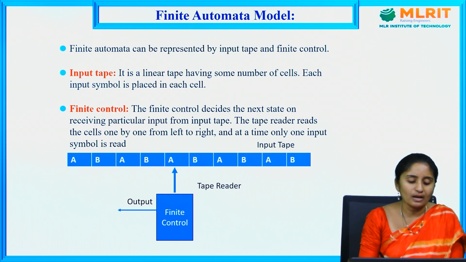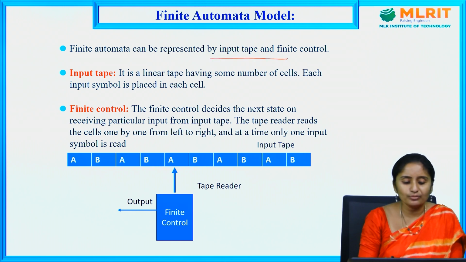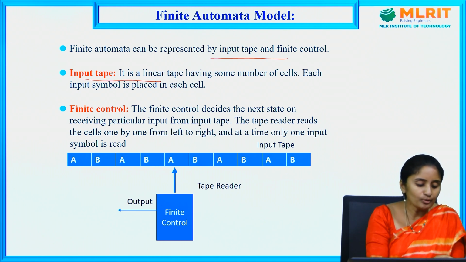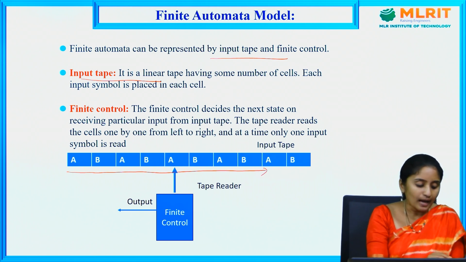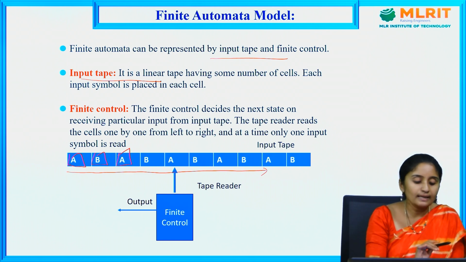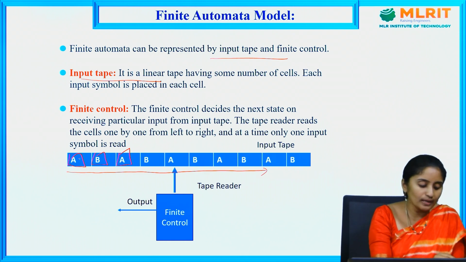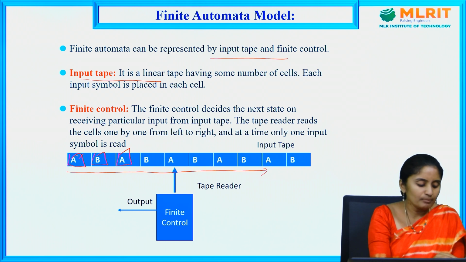The next one is the finite automata model. The finite automata model consists of two parts, input tape and finite control. The input tape is a linear tape. It looks like an array. It is a linear tape having some number of cells. Each one we call a cell. Each cell holds a single input symbol. It holds only a single input symbol. Multiple symbols cannot be held by a cell.